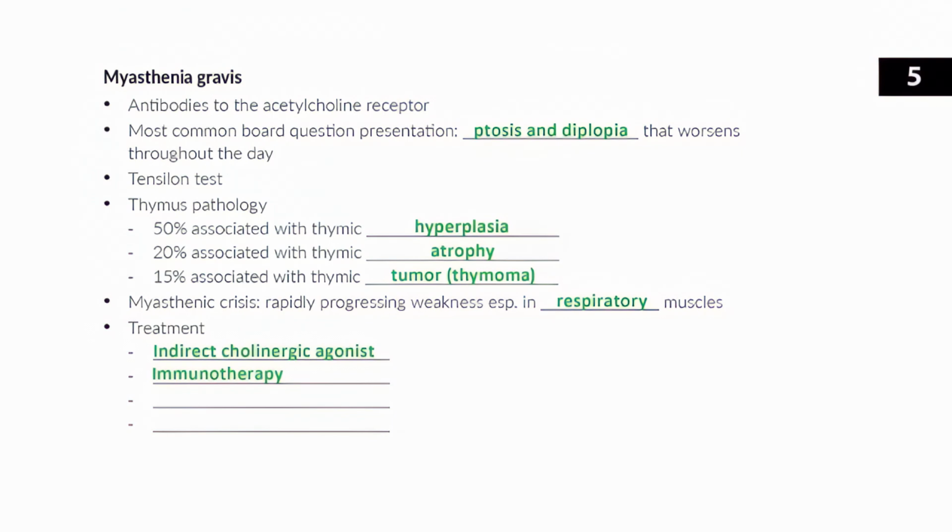Now, interestingly, because there's some connection with the thymus, patients with generalized myasthenia gravis will have a thymectomy, and that can help symptoms as well. Now, the last thing you can do is plasmapheresis, which can be used to help filter out all those antibodies that are inhibiting the acetylcholine receptors.